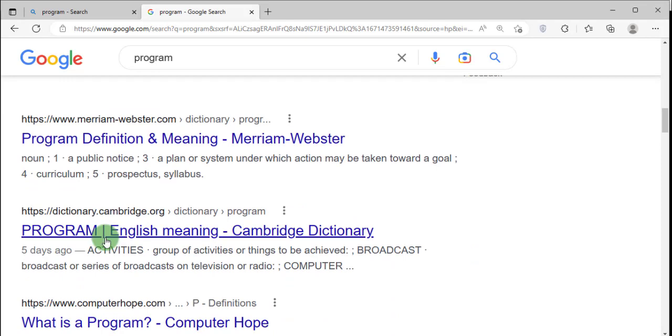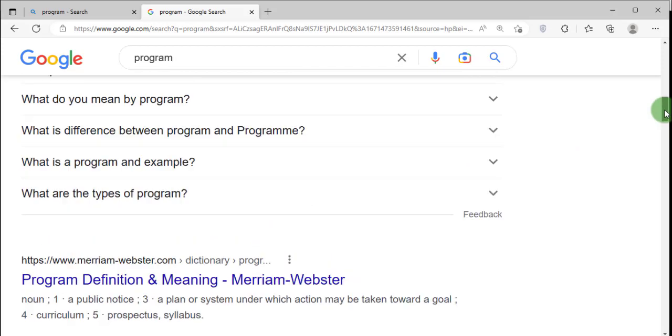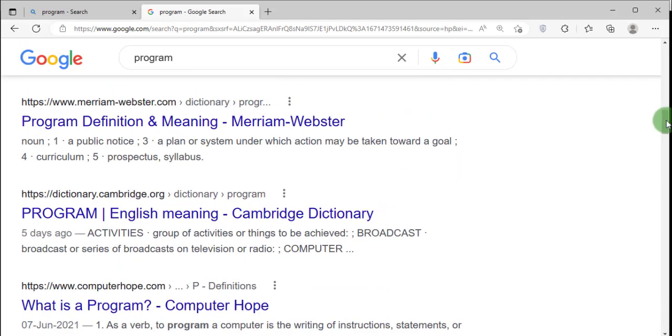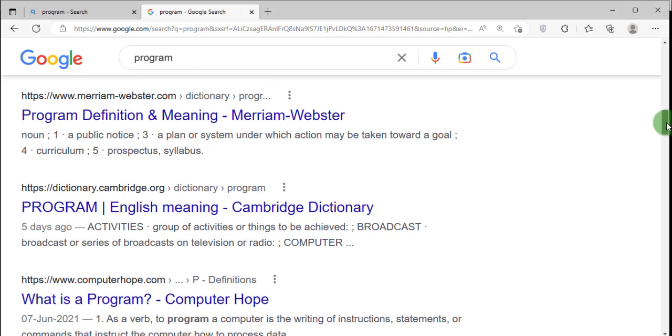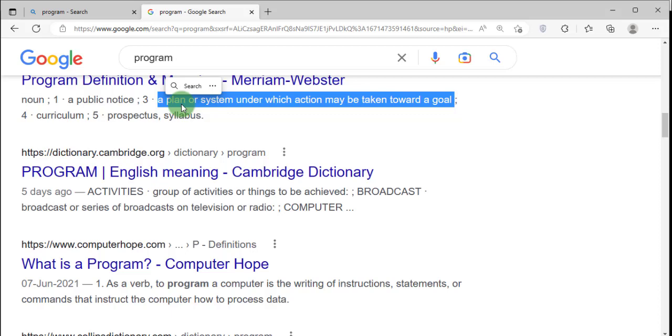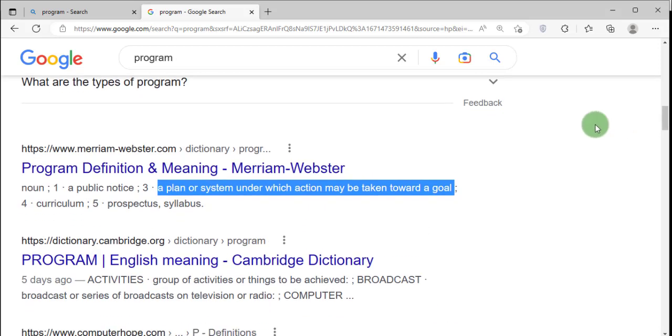If we scroll down, I'm using the mouse roller, but you can scroll down here as well, you can get more websites which give us the same or about the same definitions from different perspectives, like broadcast, computer, television, and again a plan or system under which action may be taken towards a goal. This is a very good definition, I think, from Merriam-Webster.com.